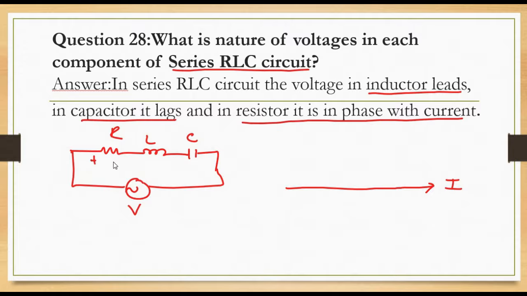Then the voltage across resistor will be in phase with the current, and voltage across inductor will lead the current by 90 degree, and the voltage across capacitor will lag the current by 90 degree. Ideally it should be 90 degree and not more than that. It can also be less than 90 degree.